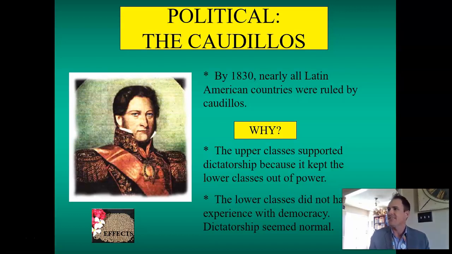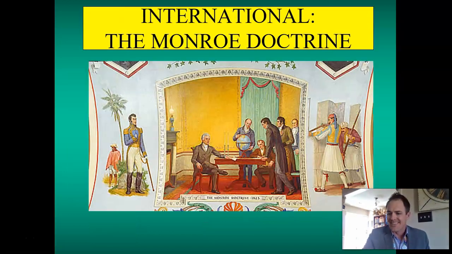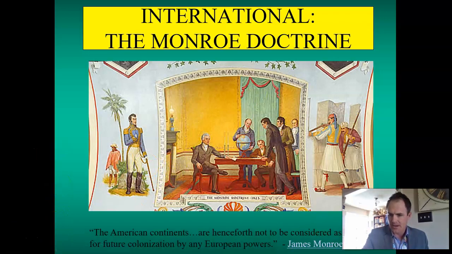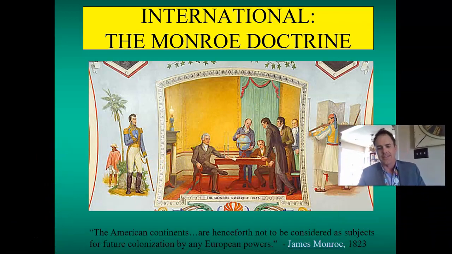And so these caudillos tended to be corrupt and tended to use the levers of the state to enrich themselves and their supporters and family. All right, international effect, and what's known as the Monroe Doctrine. You studied this in 8th grade. James Monroe is American president in 1823. He says this: the American continents are henceforth not to be considered as subjects for future colonization by any European powers. In other words, Europeans, stay away. Now, why does he say this?